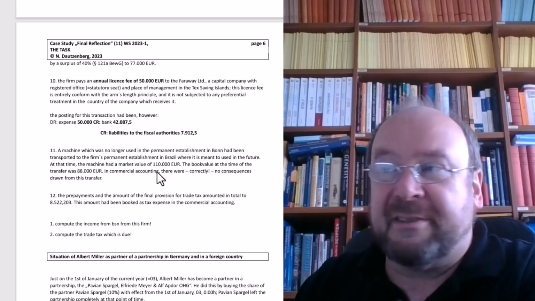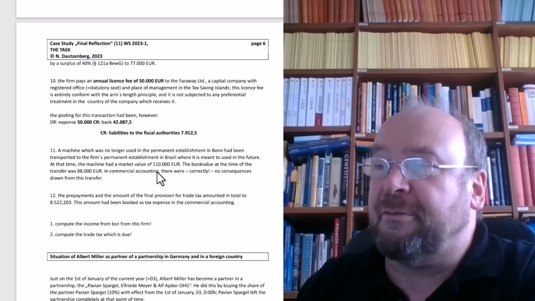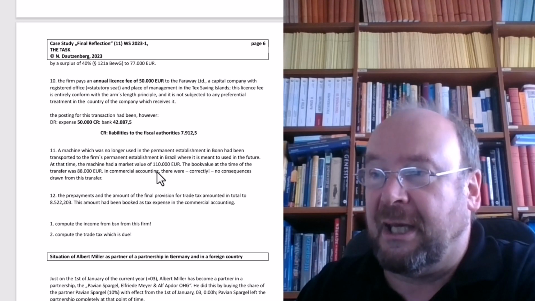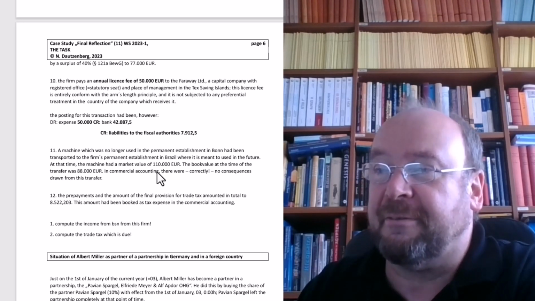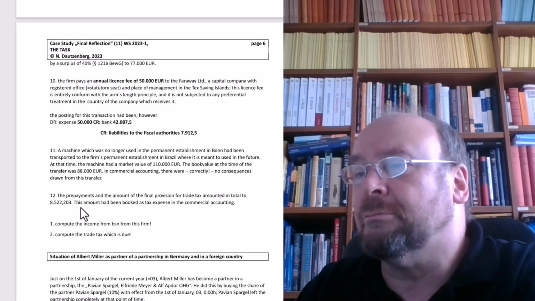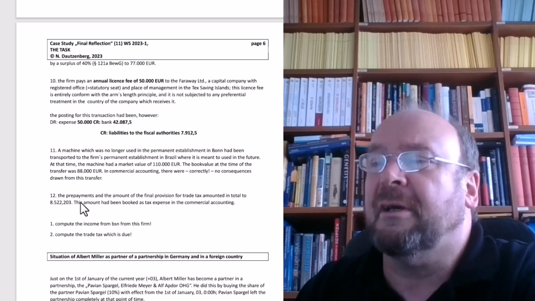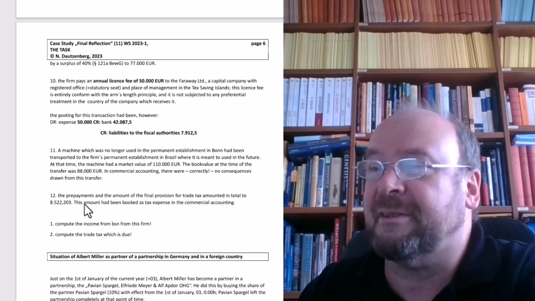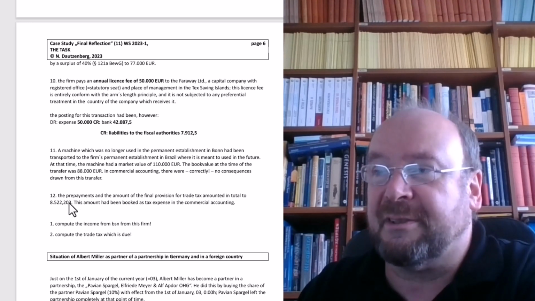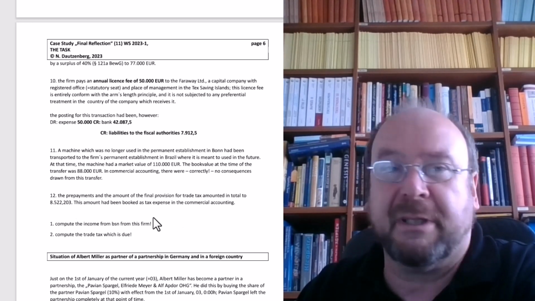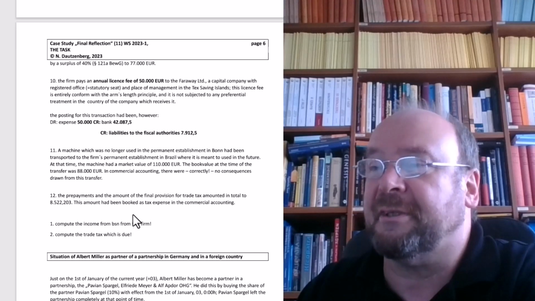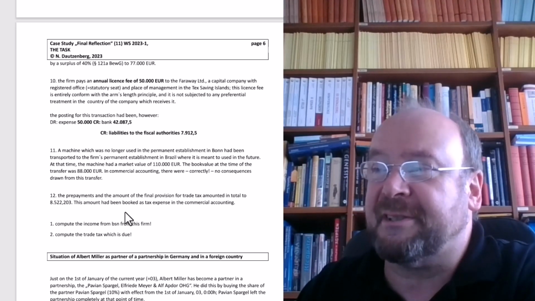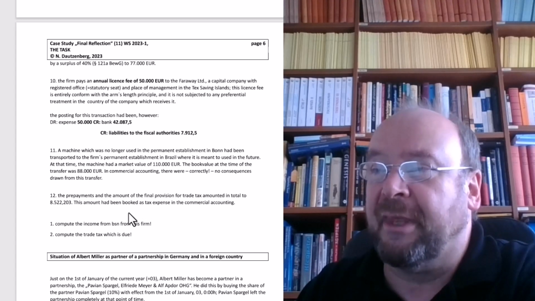Last but not least, the prepayments and the amount for final provision for trade tax amounted in total to 8,522.20. That is again one cipher too much. Probably I had a bad day concerning typing at that day. So this amount had been booked as tax expense in the commercial accounting.